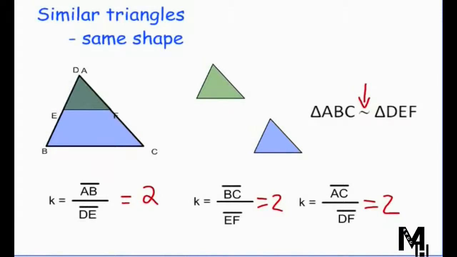For this reason, if I start the first triangle with letter A, the second triangle must start with letter D, because A corresponds to D. If we continue that, if we start with B, then we must continue with E. So here, after A, we placed B. Therefore, our next letter has to be E. And the final letter, the only one left, letter C, corresponds to letter F. So when you complete the name for the triangle ABC, you must complete the name for the other triangle, DEF.